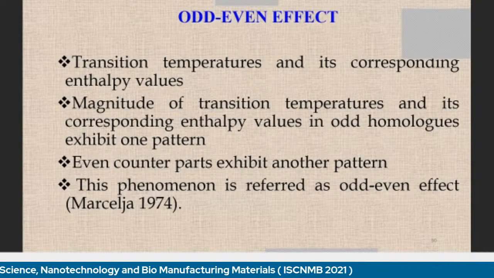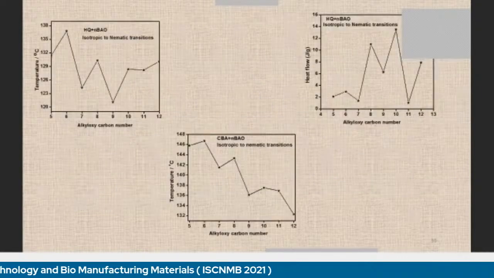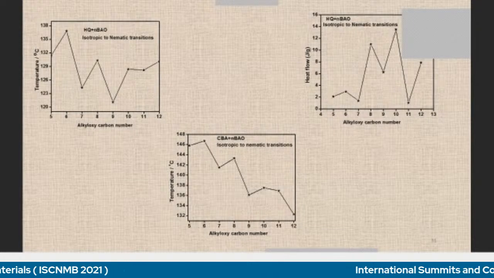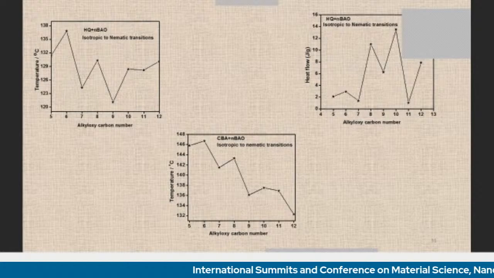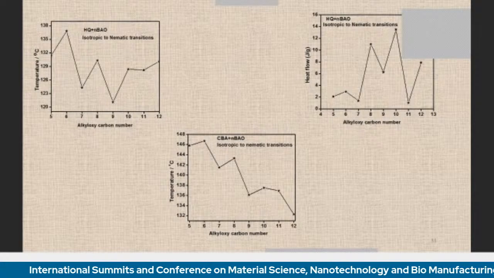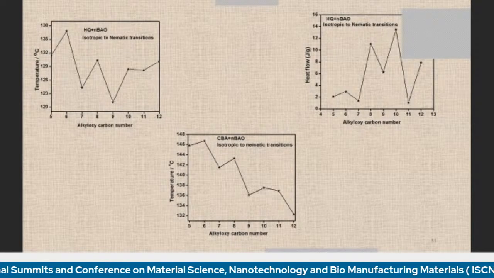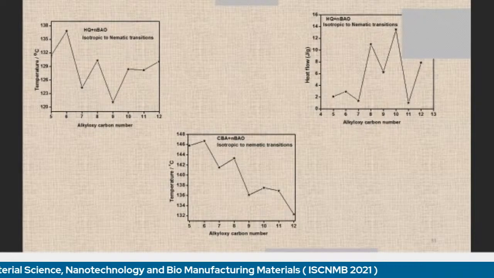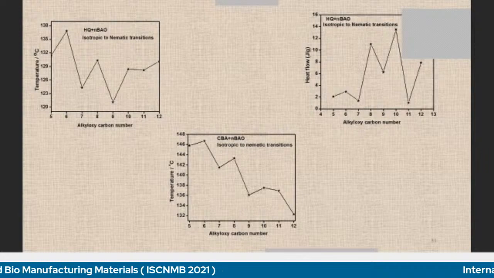in the year 1974. And these are some of the odd-even effects possessed by the benzoic acid complexes. You could see hydroquinone, NBAO, chlorobenzaldehyde, and benzoic acids. So, with respect to alkyloxy carbon number, the temperature varies in an odd and even form. So, odd complexes exhibit one trend, and even counterparts exhibit the other trend. And this is called the odd-even effect.